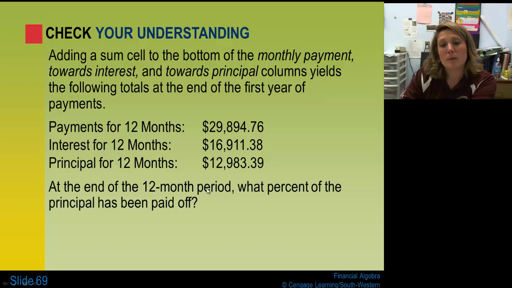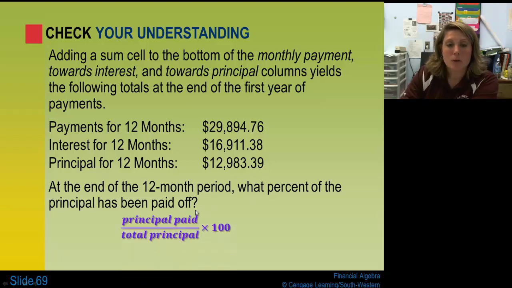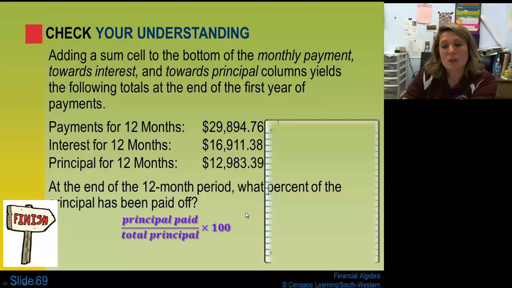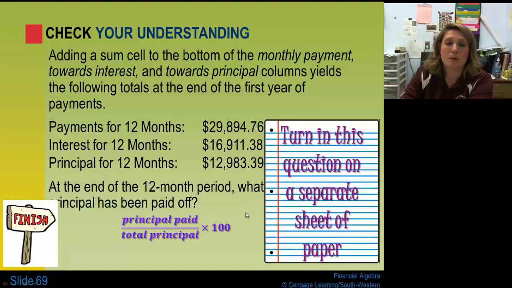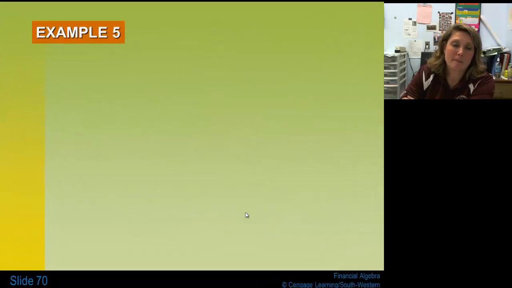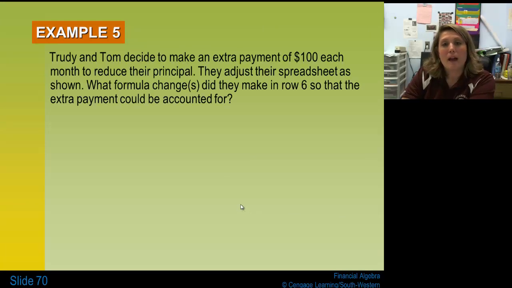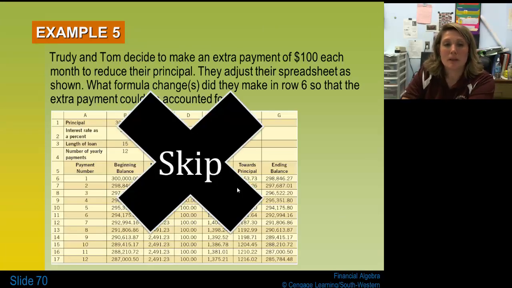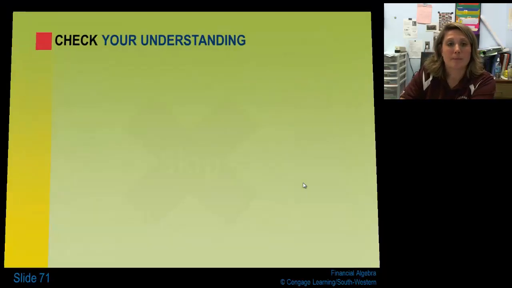At the end of the 12-month period, what percent of the principal has been paid off? So we need to take the principal paid divided by the total principal and multiply by 100. Please finish this question both in your notes as well as on a separate sheet of paper. Example 5, we're going to go ahead and skip this question because it deals with Microsoft Excel. If you want to try it, I will give you extra credit points for this.